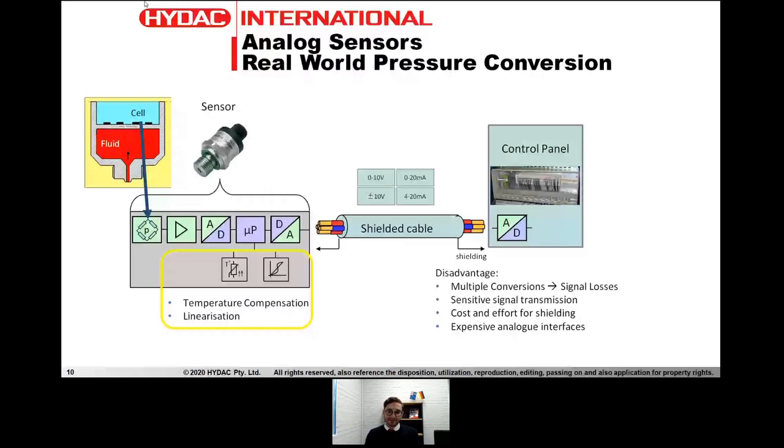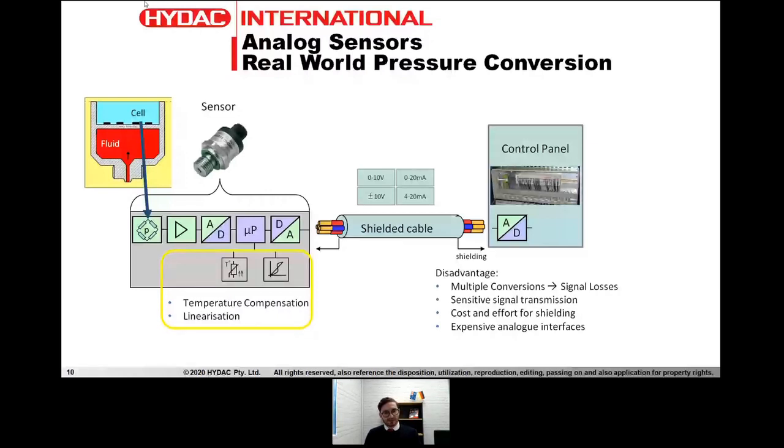When you've gone from the sensor back to the PLC, you may have losses and it may not be as accurate. And the accuracy that the PLC sees depends on the quality of the analog input card that you have. So you may need a higher bit resolution input card. All these things play a part in how the PLC can read this analog signal.